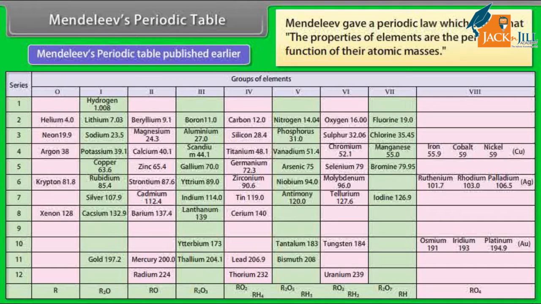For example, both gallium and germanium were not discovered at the time when Mendeleev proposed his periodic table. Mendeleev named these elements eka-aluminium and eka-silicon respectively. Number 3. With the help of this table, doubtful atomic masses of certain elements were corrected.